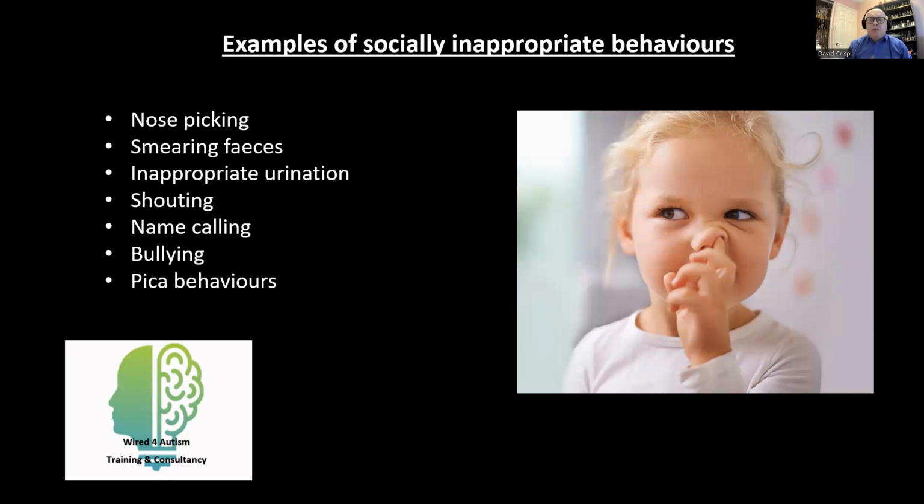Other examples of inappropriate behaviors: nose picking. Again, if it's in your own home, in your own room and nobody else is watching, it's not necessarily a bad thing. So don't always discourage these behaviors, but discourage them from happening in public. Now, if they feel the need to do it, go out of the room, get a tissue, whatever, so you're not stopping them doing it. Smearing of feces, inappropriate urination.